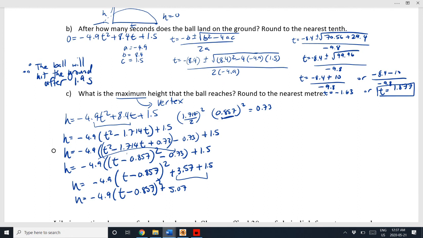Okay, and so now we have our vertex, which is right over here. And so if we rounded that to the nearest meter, it's going to be 5.1 meters. Actually, the nearest meter would be 5 meters. So we can conclude, this is the max height over here. The max height is 5 meters, and it occurs at 0.857 seconds.